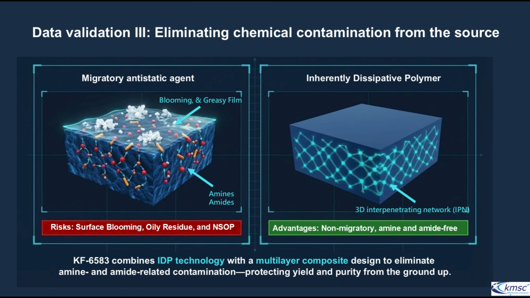In contrast to the oily residue risks associated with migratory antistatic agents, KF-6583 utilizes IDP, inherently dissipative polymer, to form a 3D interpenetrating network (IPN), which effectively conducts and dissipates accumulated electrostatic charges. This ensures absolute cleanliness at the contact surface, fundamentally protecting packaging yield and product cleanliness.